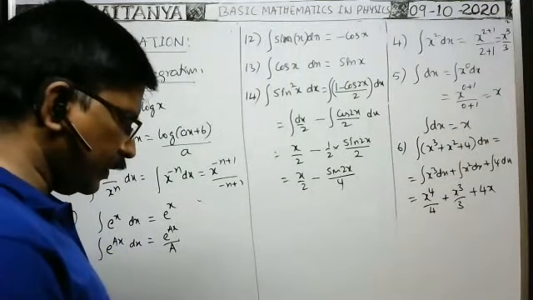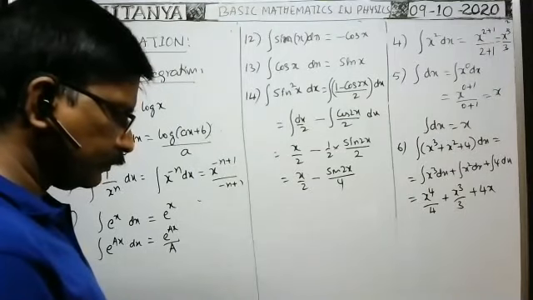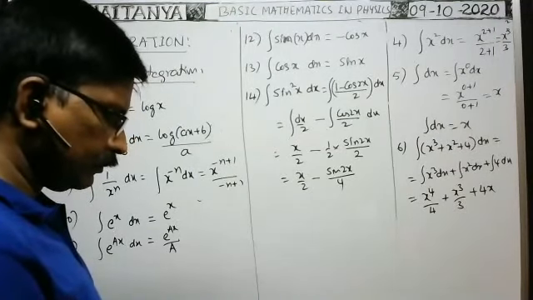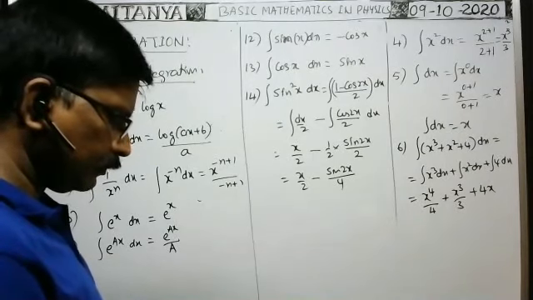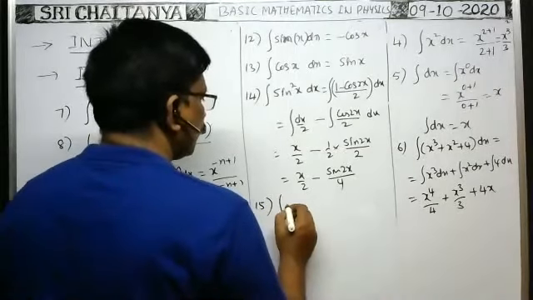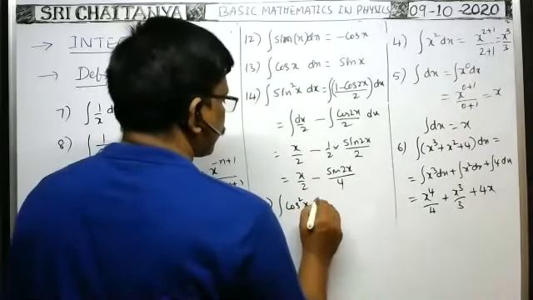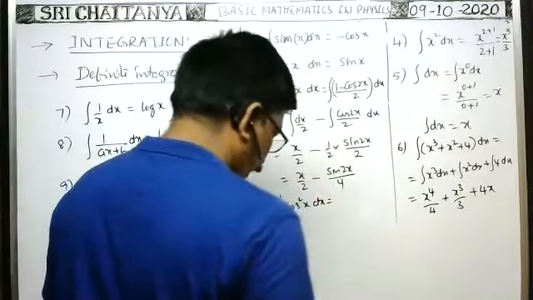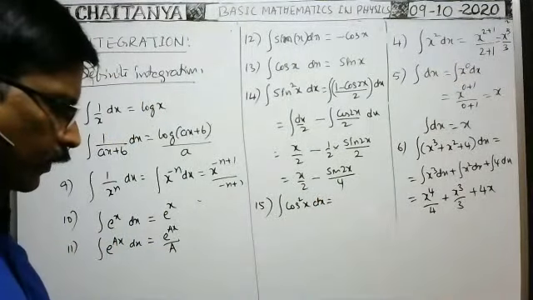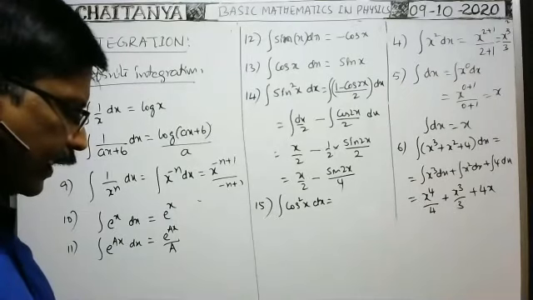Okay, next similarly integral cos square x dx is equal to what? Integral cos square x dx.